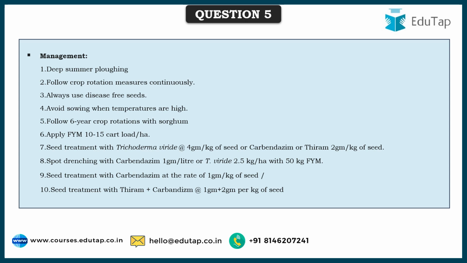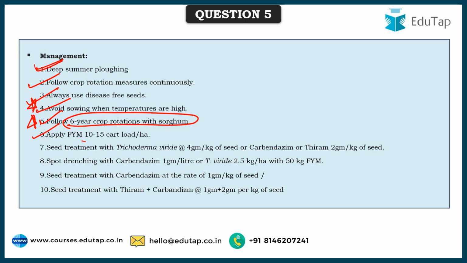So friends, management practices include deep summer ploughing, since it's a soil-borne disease. After ploughing, if the soil is exposed to sun, the organisms which are residing in the soil can die. Following crop rotation, very important. Always use disease-free seeds, one more important. And avoiding sowing when temperatures are very high, and then following a 6-year crop rotation with sorghum can be done for effective eradication of this disease.